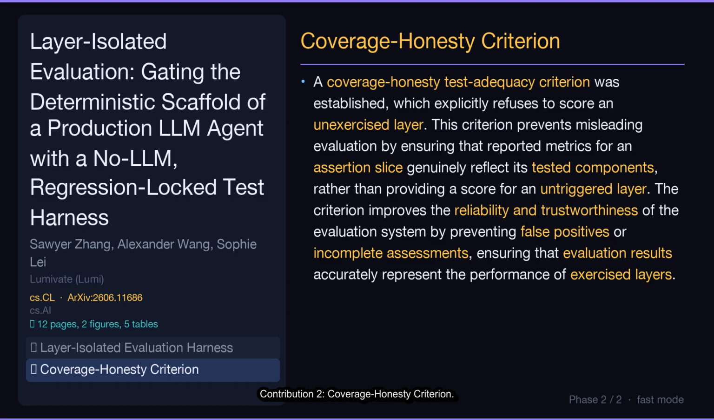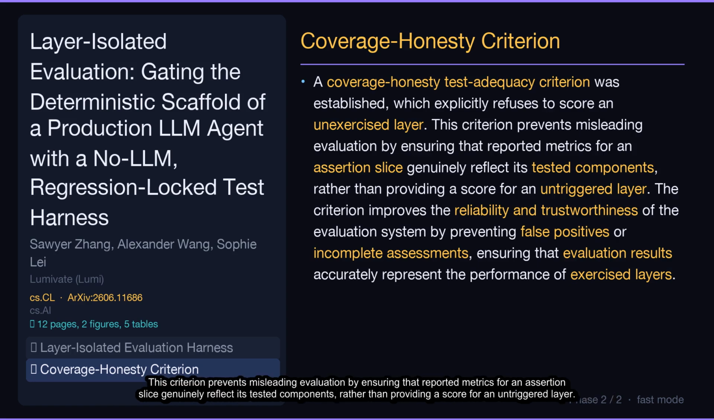Contribution 2. Coverage Honesty Criterion. A coverage honesty test adequacy criterion was established, which explicitly refuses to score an unexercised layer. This criterion prevents misleading evaluation by ensuring that reported metrics for an assertion slice genuinely reflect its tested components, rather than providing a score for an untriggered layer. The criterion improves the reliability and trustworthiness of the evaluation system by preventing false positives or incomplete assessments, ensuring that evaluation results accurately represent the performance of exercised layers.